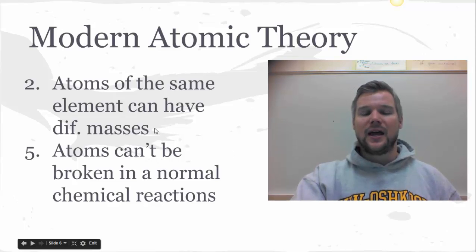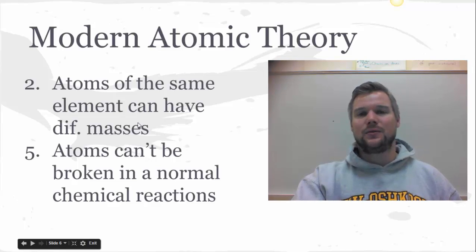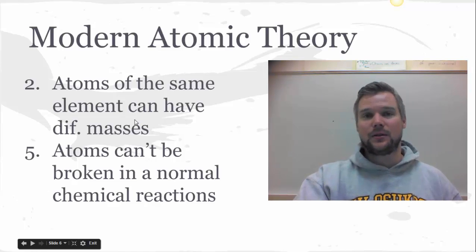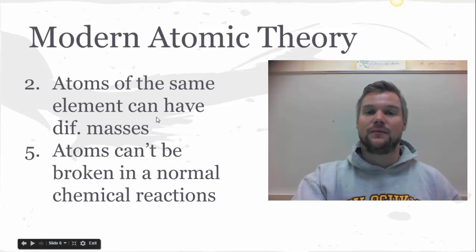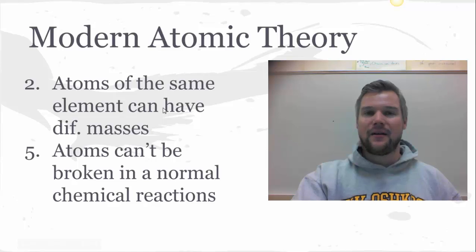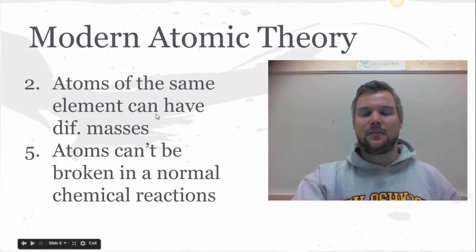Point 2 was that atoms of the same element are the same. Well, we found out that there's isotopes. So that means that atoms of the same element don't have to be exactly the same, but pretty much the same. And sometimes their masses are different because they have different numbers of neutrons, and that would be different isotopes. And for a given atom, really isotopes behave pretty similarly, but there are some subtle differences.